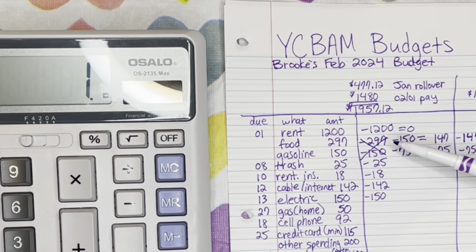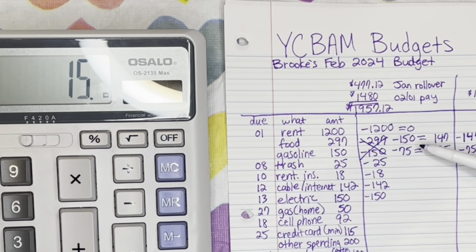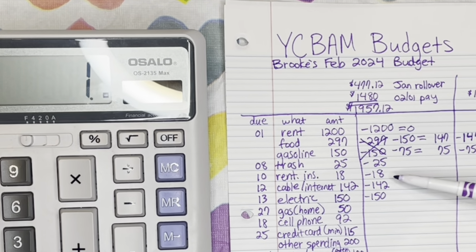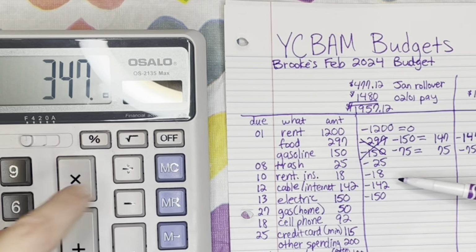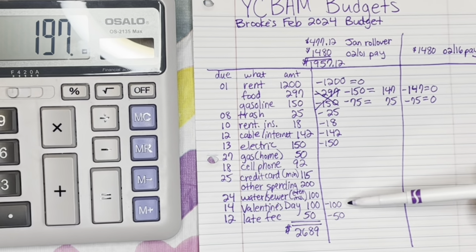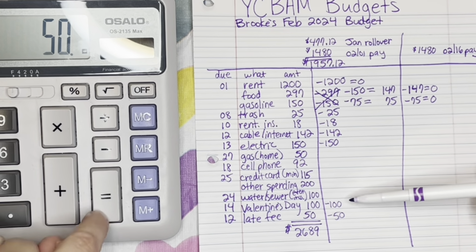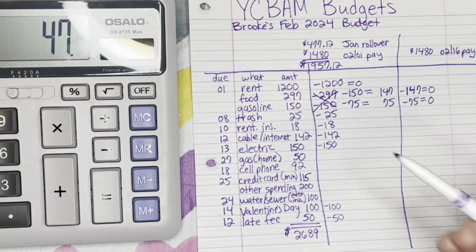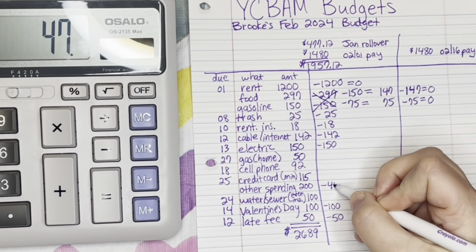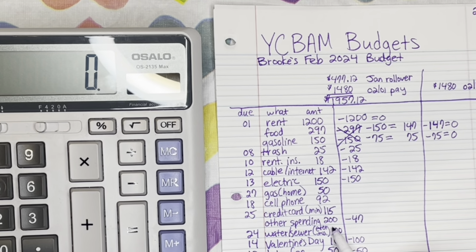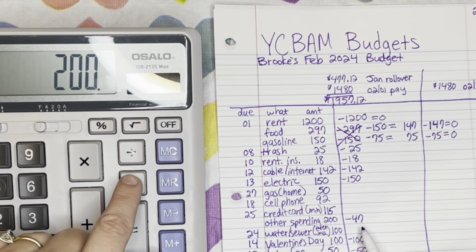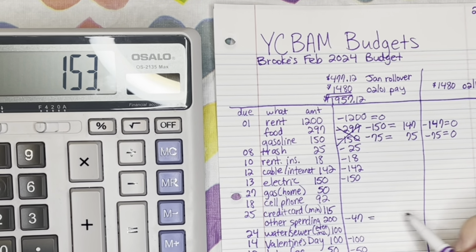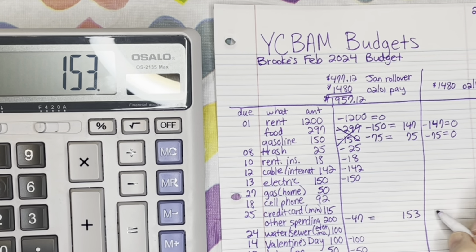$1,957 minus $1,200 minus $150 minus $75 minus $25 minus $18 minus $142 minus $150 minus $100 minus $50. And she has $47 left out of this paycheck to still budget. She's going to put that towards her other spending. She wants to budget $200 for her other spending. If she's taking $47 out of this first paycheck, that leaves $153 left to budget, and she'll just take that out of here.